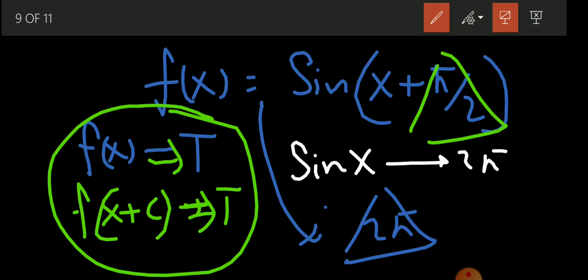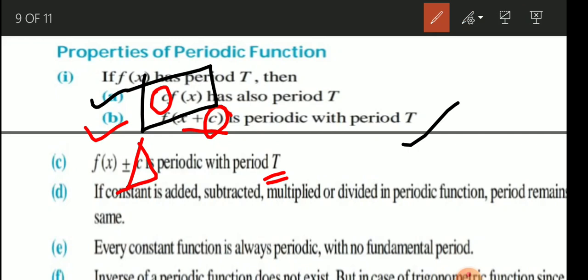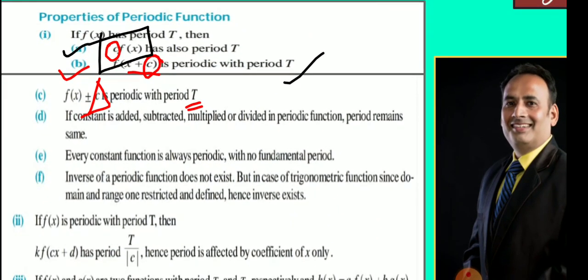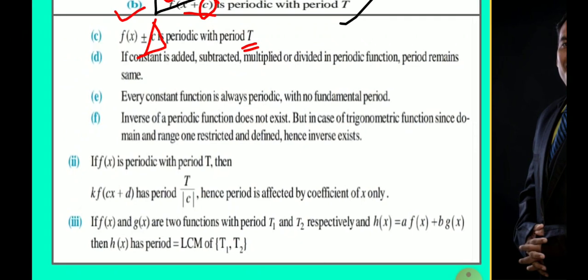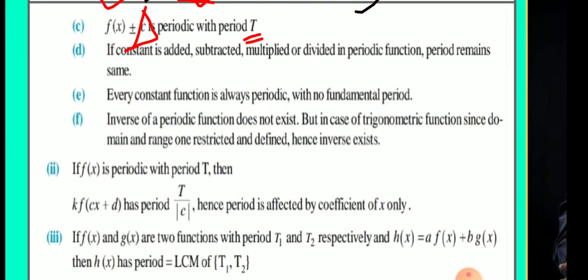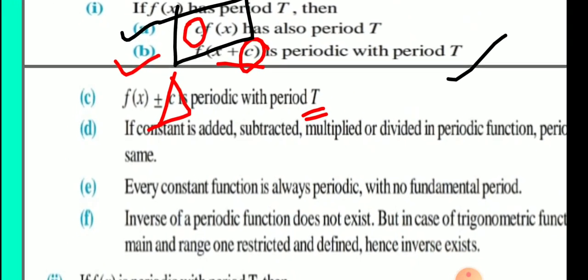Let's take some more. If a constant is added, subtracted, multiplied or divided in a periodic function, the period remains the same. Inverse of a periodic function does not exist, but in the case of trigonometric functions, since the domain and range are restricted and defined, hence the inverse exists.